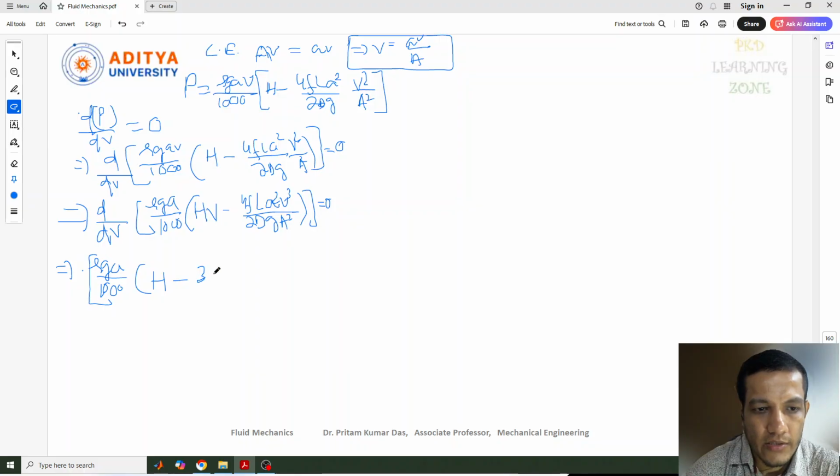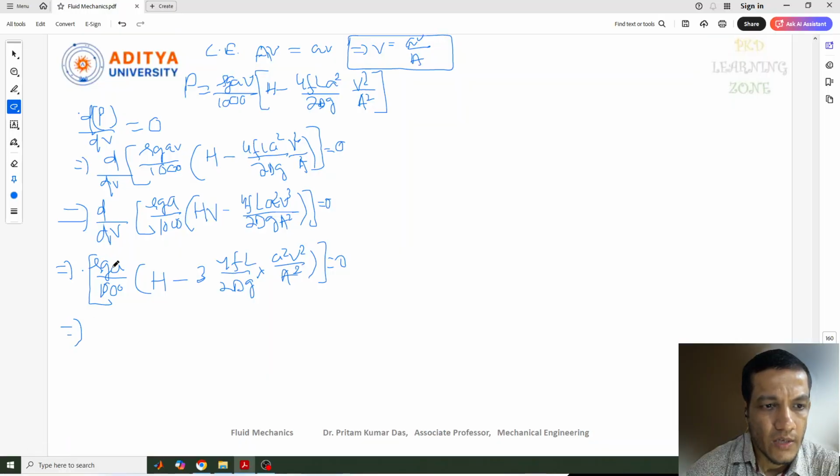So that means 3 into the remaining term, as usual we can write 3 into 4FL by 2dG into A square V square again by A square, whole bracket equal to 0. Now finally, if you see this term, multiplication is there, so this term we can take to the right hand side and make it 0.